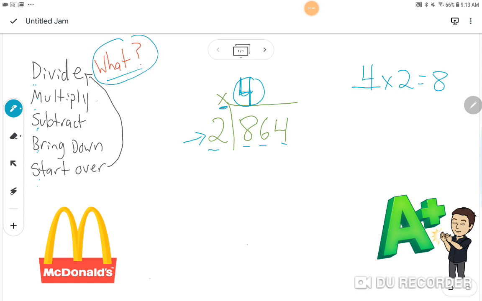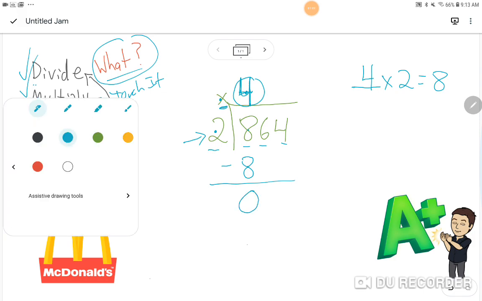So the next thing we do is multiply. And I always like to say touch it, because it helps kids remember when they physically touch it. So watch me touch it. 4 times 2 equals what? 8. So I just divided, and I just multiplied. Next, I'm going to subtract. So here's a subtraction problem. 8 take away 8 is 0.